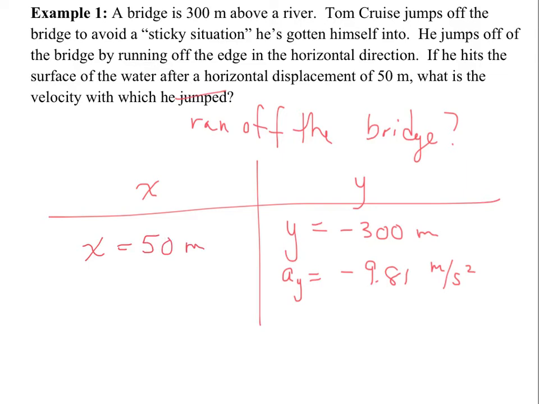Okay, let me draw you a quick diagram in case you're confused as to what's happening. So here's the platform. Here's the water. Okay, this is a suspension bridge. Make-believe cables are holding it up. Here's Tom Cruise, modeled as a point in space. He runs off the edge of it, and as a result, ends up falling 300 meters, but ends up going out this way, 50 meters.